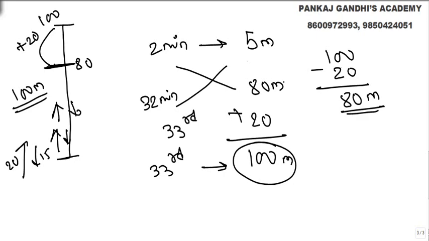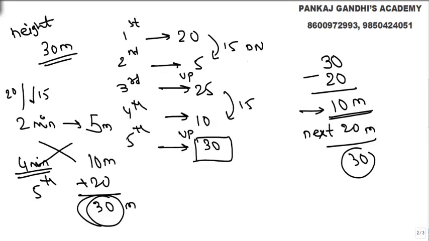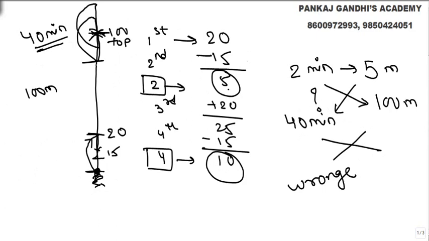How do we solve these kinds of puzzles? The logic is simple. The moment the monkey reaches the top, the simple question was, a monkey goes up 20, comes down 15, in 1 minute it goes up 20, next minute comes down 15, in how many minutes will it reach the top, 100 meters? If we do 2 minutes 5, in how many minutes 100, 40 minutes, we are solving the answer for the question as if even after reaching the top, it slips down, goes up, slips down, finally goes up and reaches the top 100. No, this is the wrong answer.